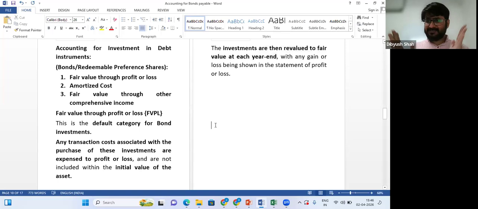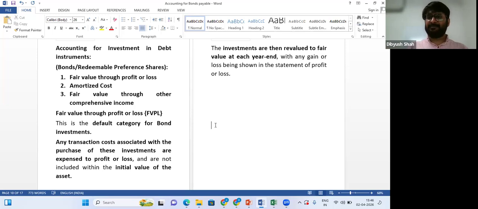Now, let's just summarize what we have studied. FVPL. First, this method says this is the default category for bond investments. So unless they fulfill the criteria to be recognized as amortized cost or FVOCI, by default they will go here only. Second, any transaction cost, brokerage, STT, anything that you have incurred to buy these securities, they will be expensed in the profit and loss account as and when incurred. They cannot be capitalized in the balance sheet.